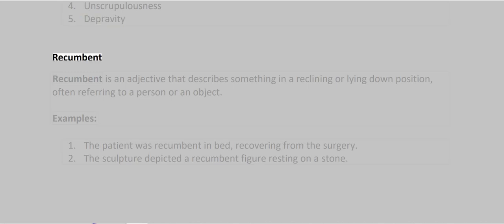Recumbent. Recumbent is an adjective that describes something in a reclining or lying down position, often referring to a person or an object. Examples. 1. The patient was recumbent in bed, recovering from the surgery. 2. The sculpture depicted a recumbent figure resting on a stone.